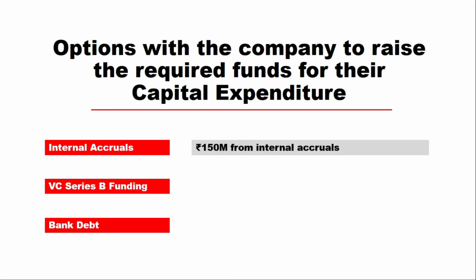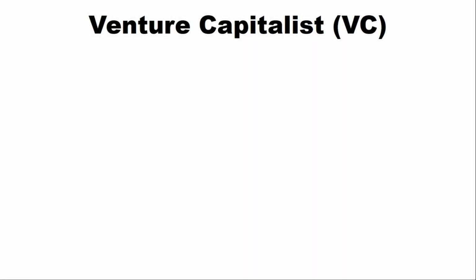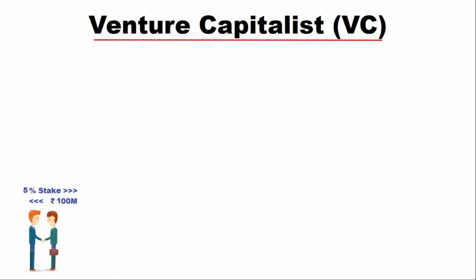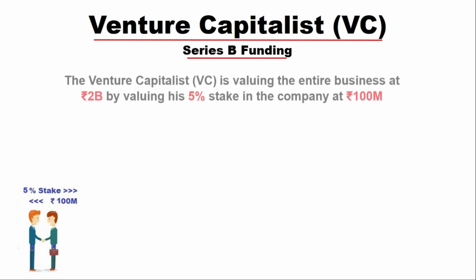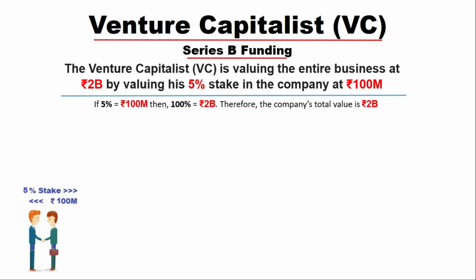150 million from initial accruals. From other venture capitalists, Series B funding as 5% equity for a consideration of 100 million, and 150 million debt from the banker. The 100 million coming in for just 5%, the valuation of the company now stands at 2 billion. If 5% is equal to 100 million, then 100% should equal 2 billion. Therefore, the company's total value is now 2 billion.